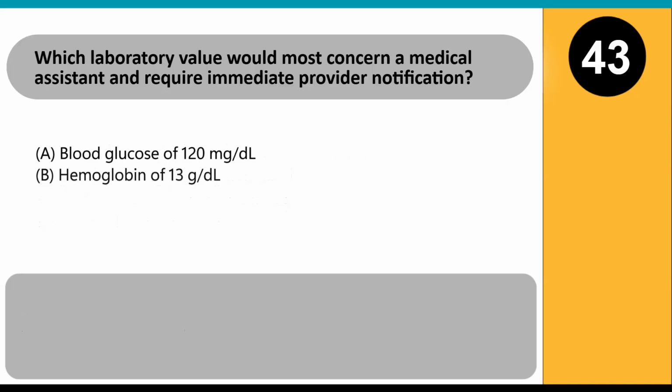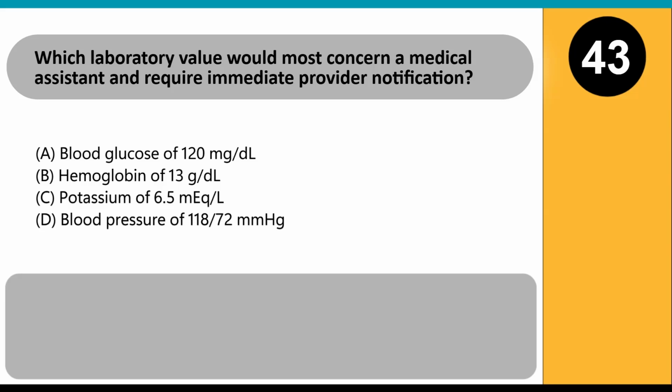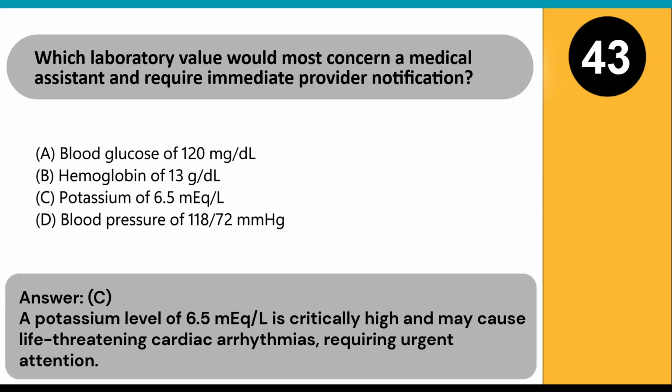Which laboratory value would most concern a medical assistant and require immediate provider notification? A. Blood glucose of 120 mg per deciliter. B. Hemoglobin of 13 g/dL. C. Potassium of 6.5 milliequivalents/L. D. Blood pressure of 118/72 mmHg. Answer: C. A potassium level of 6.5 milliequivalents/L is critically high and may cause life-threatening cardiac arrhythmias, requiring urgent attention.